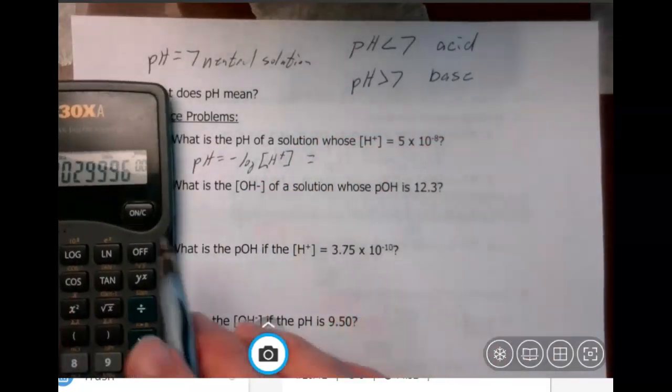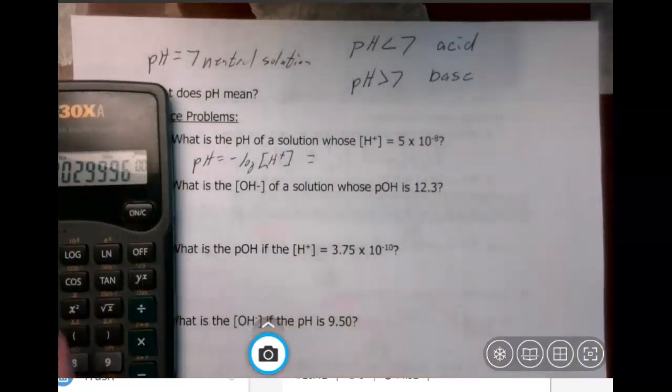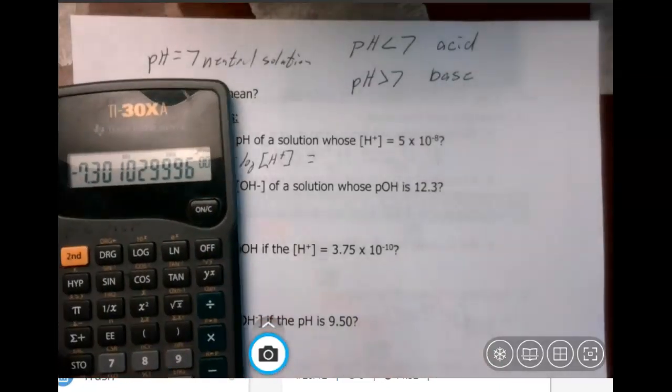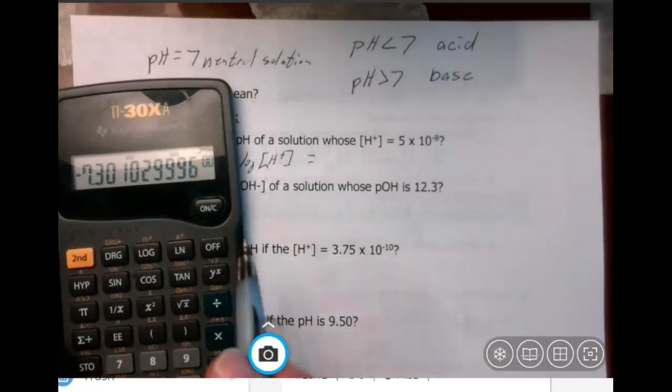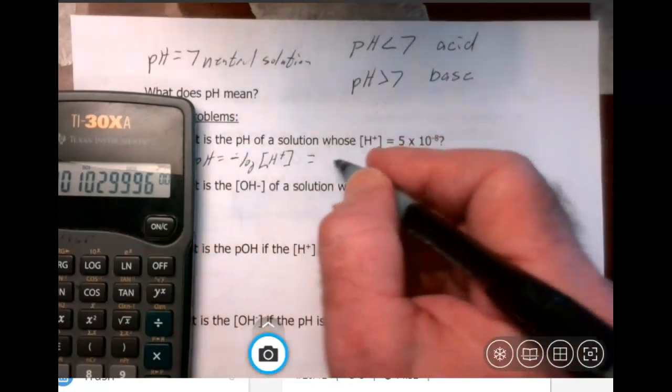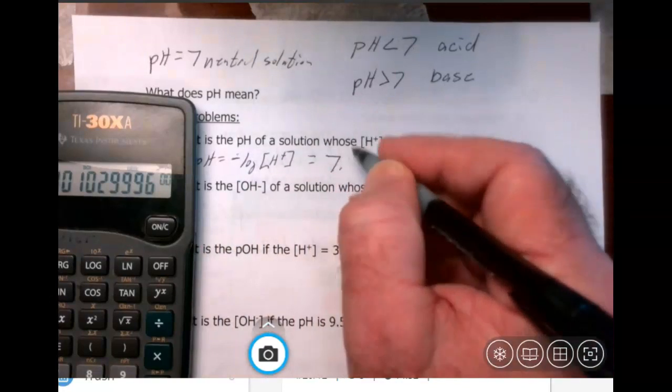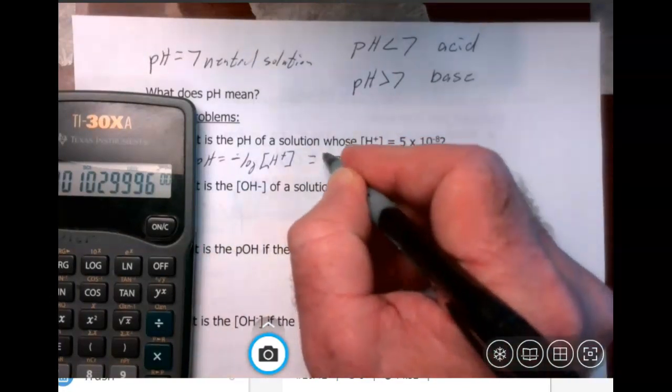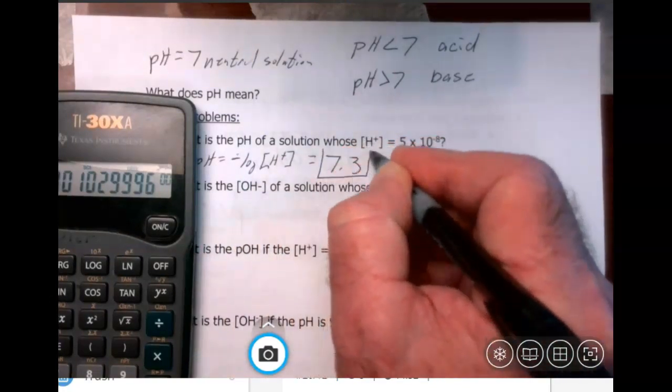So when you take the log of this number, now I'm in scientific notation, but you always get a negative number. But remember, the formula has the negative in front of it, so the pH will always come out to be a positive number. So 7.3 is the pH here.